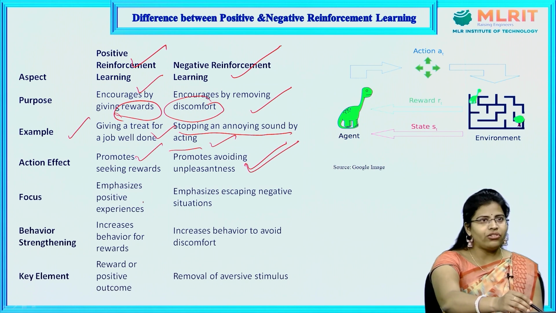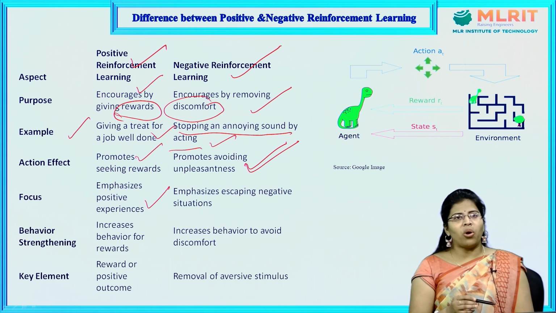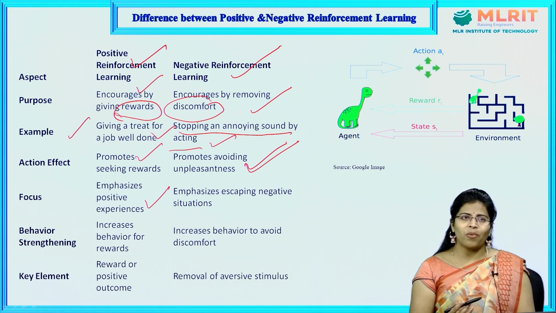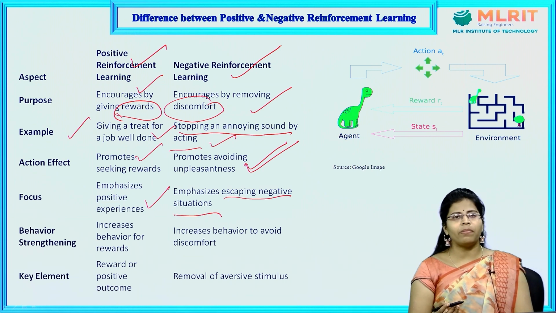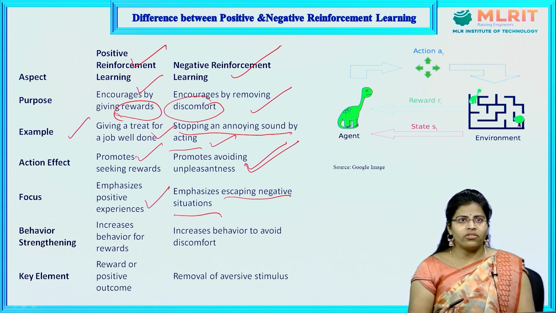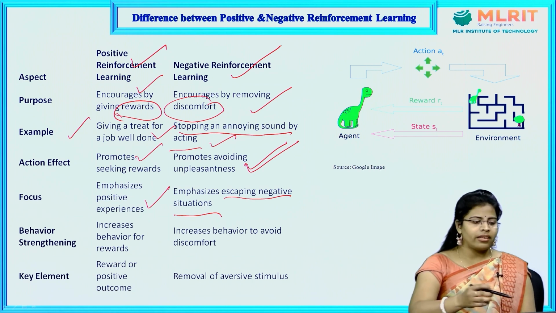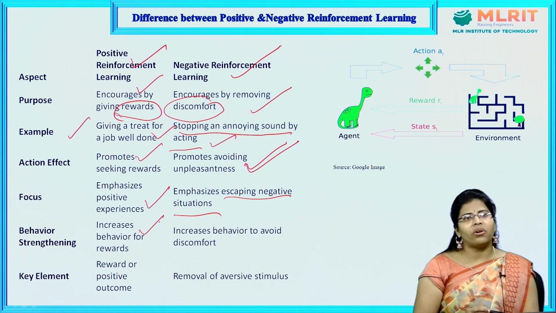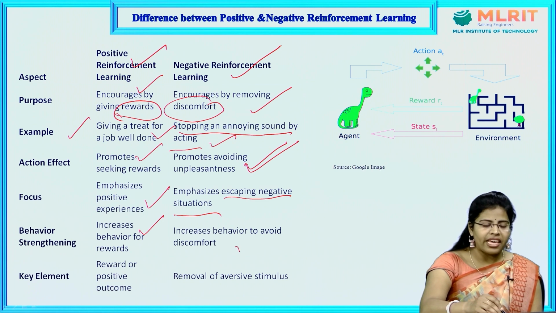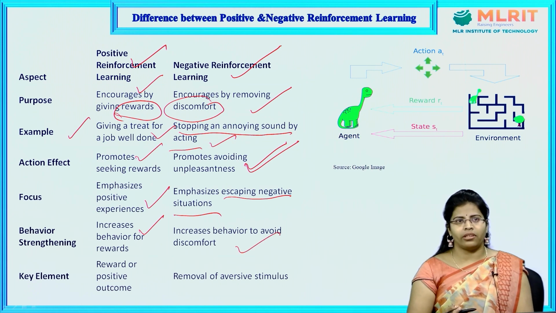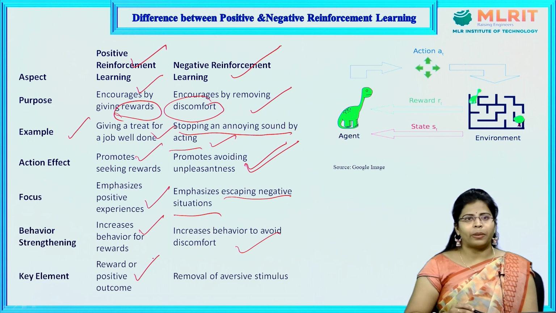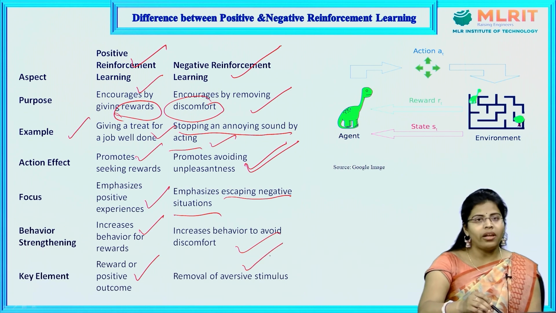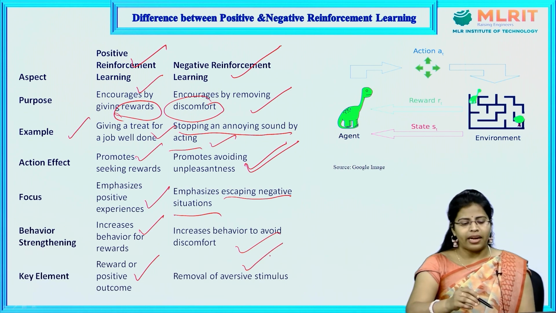Next, coming to focus. Emphasize positive experiences. That means positive actions, positive rewards. And here, negative situations, that means negative feedbacks, or also we can call it penalties. Increases behavior for rewards. Increases behavior to avoid discomfort. That means penalty. Reward or positive outcome. Here, removal of stimulus. That means penalty.